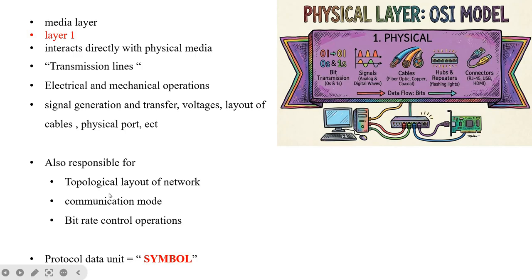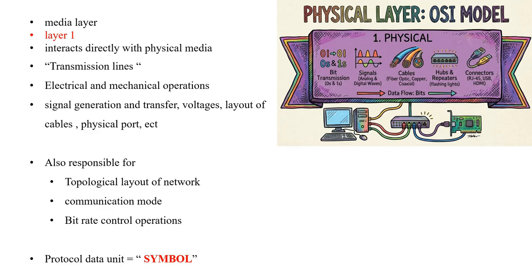This layer is also responsible for the topological layout of the network, that is whether it is a mesh, bus, star, or ring, and the communication mode, that is whether it is simplex, half duplex, or full duplex communication. And the third one is the bit rate control operations, that is the speed at which the bits are sent across the transmission medium. The protocol data unit associated with this layer is referred to as symbol. Now what is this protocol data unit? It is a single unit of information that is transmitted between the peer layers of two different devices. That is called the protocol data unit.